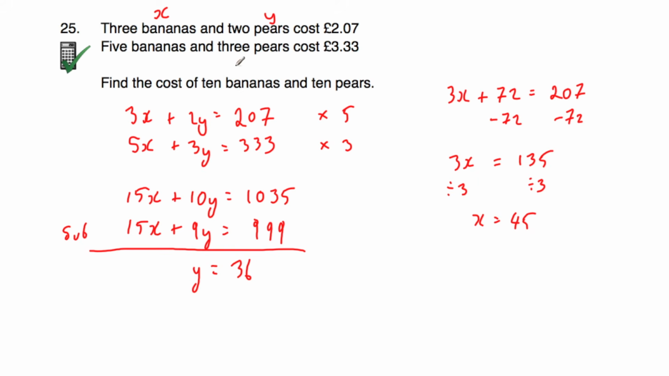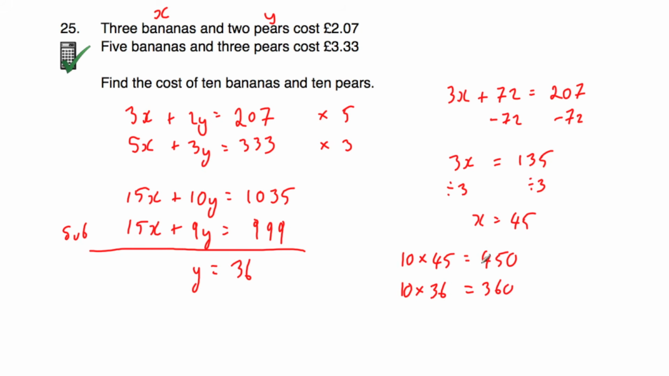So let's find the cost of 10 bananas. So that's going to be 10 times 45. So 10 times 45 is equal to 450 or £4.50. In terms of the 10 pears, each pear is 36p. So that's 10 times 36. And 10 times 36 is 360 or £3.60.